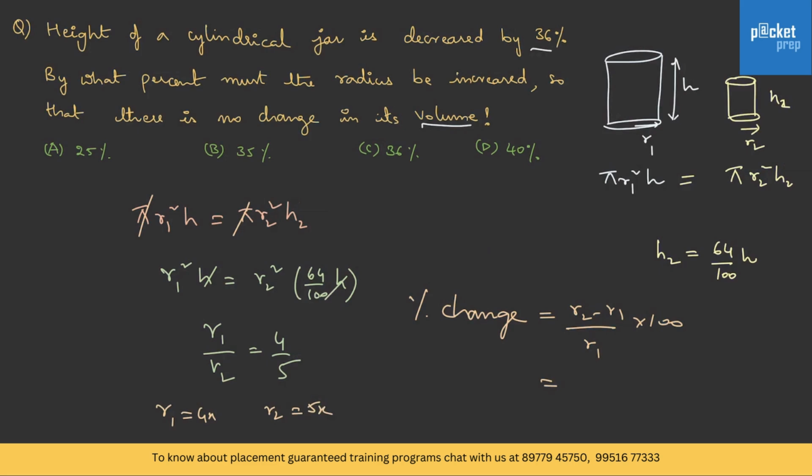If I substitute these values, this is 5x minus 4x by 4x into 100, that is 1 by 4 into 100, which is 25%. Therefore option A. So that was about the problems and concept based on cylinders. Now let's move on to spheres.